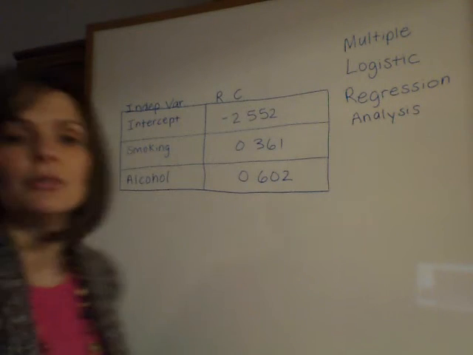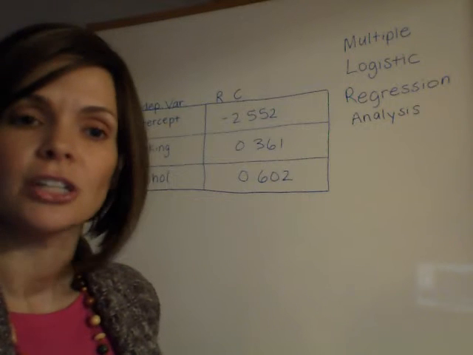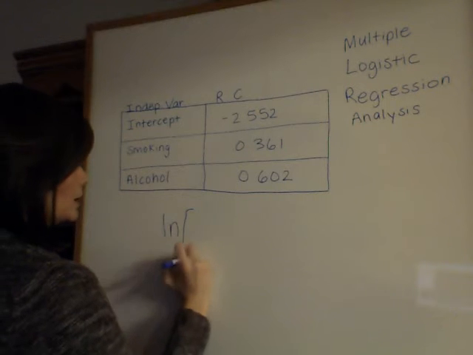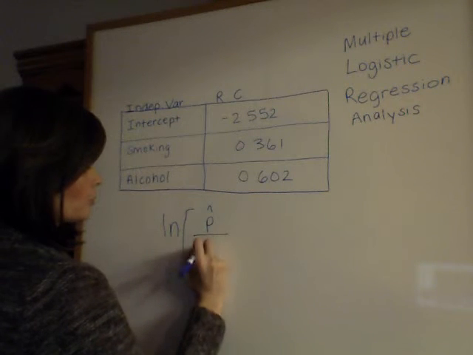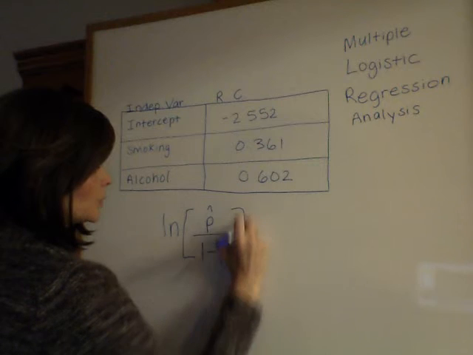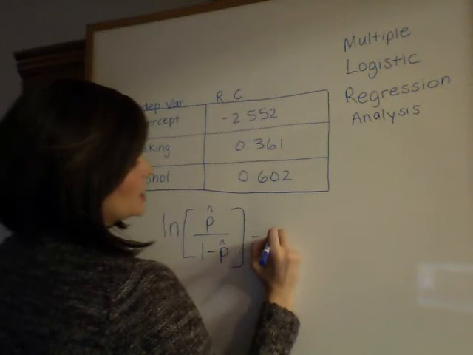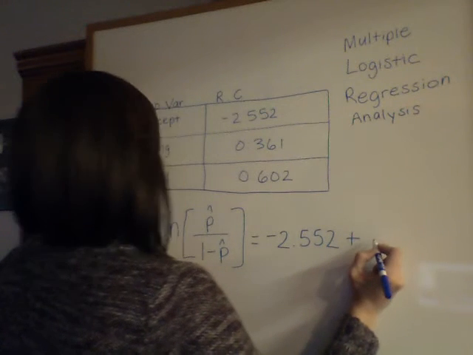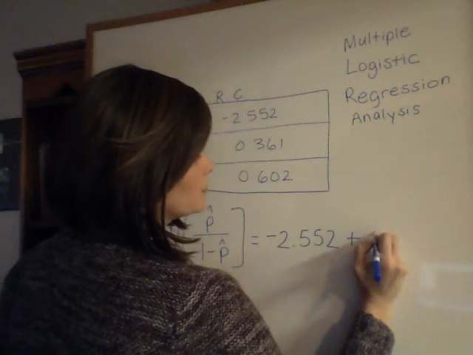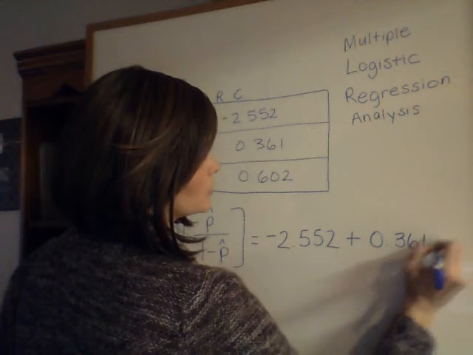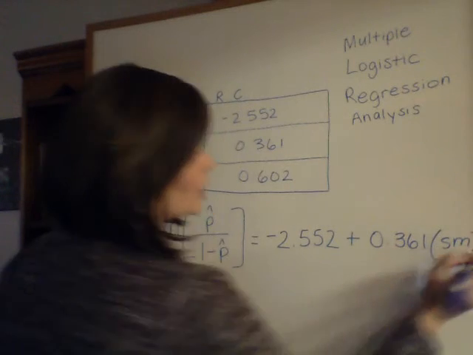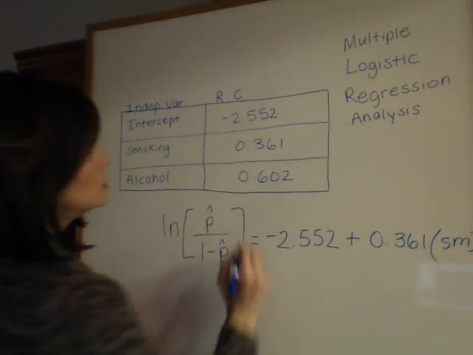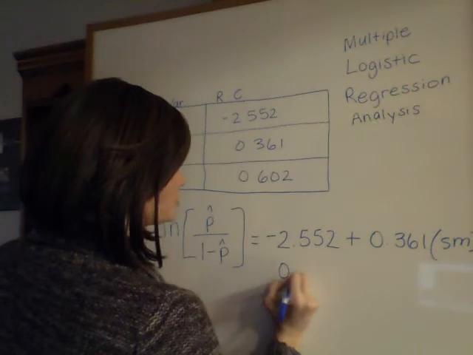So it's very simple, almost exactly like getting an unadjusted odds ratio. For the adjusted one, we do the same formula, P hat over 1 minus P hat. We plug in our intercept again, plus our regression coefficient for smoking, which based on our hypothetical study has already been worked out to include the use of alcohol.